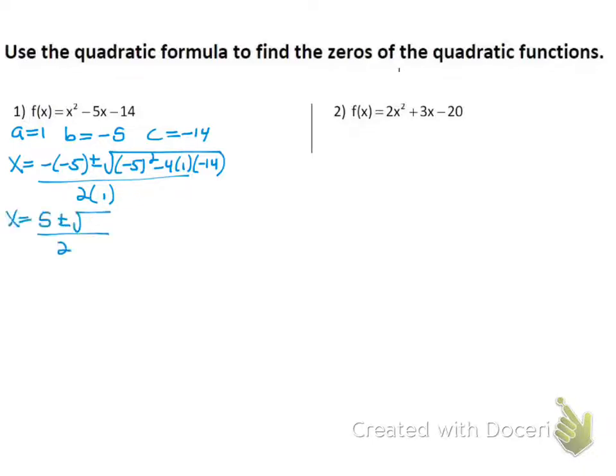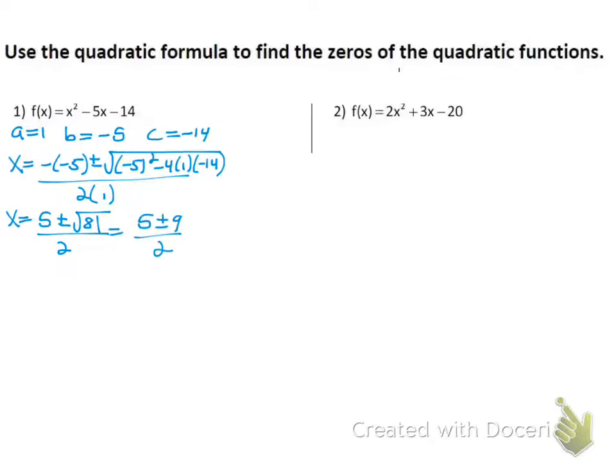Next, I work on the outside. So the double negative makes a positive 5. 2 times 1 is 2. And then I type this all into my calculator without that square root symbol. When I do that, I get 81. Once again, 81 is a perfect square. The square root of 81 is 9.